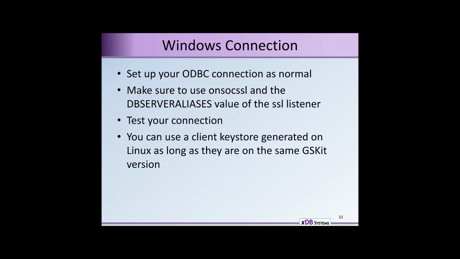So Windows connection, we're going to create the ODBC connection as we normally do. Make sure when you're configuring it that the protocol uses onsocssl, not onsoctcp, and we give it the port and the DB server alias of the SSL listener. So just triple check yourselves and then test it. The other cool thing is key stores are not operating system dependent. You can take a key store you create, the client key db .sth and .kdb from a Linux system, throw them on a Windows system, and you're good to go. They will work across the systems, no problem.